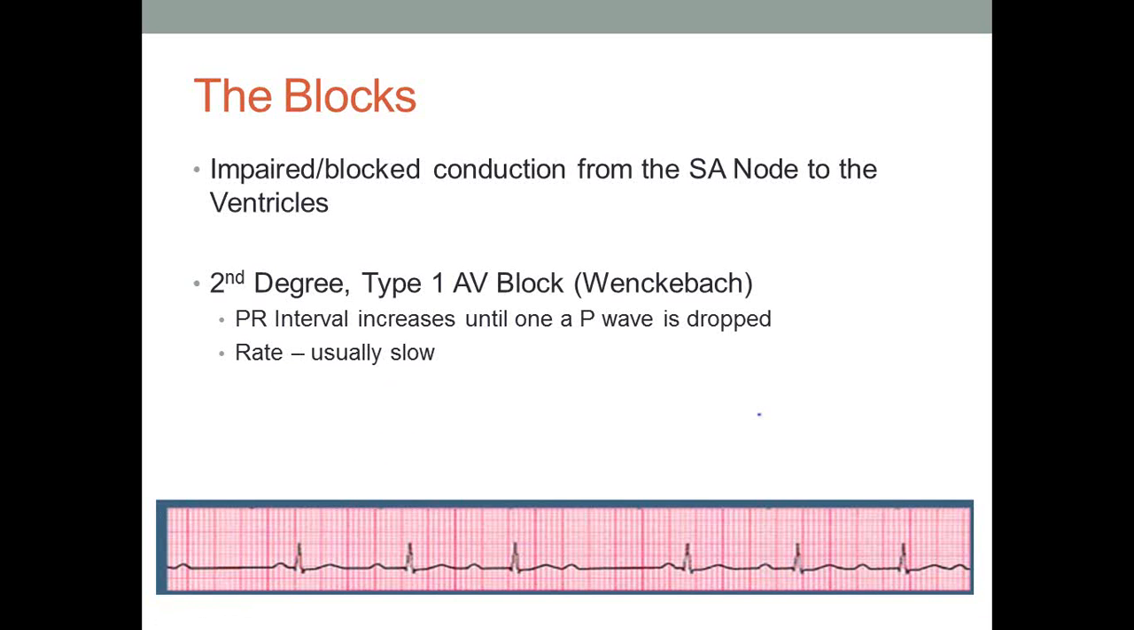If we get into a second-degree AV block, there are 2 types. There's type 1 and type 2. So type 1, you might also hear referred to as Wenckebach. So the second-degree type 1 AV block, you'll notice that the PR interval increases in length until a P wave is dropped.